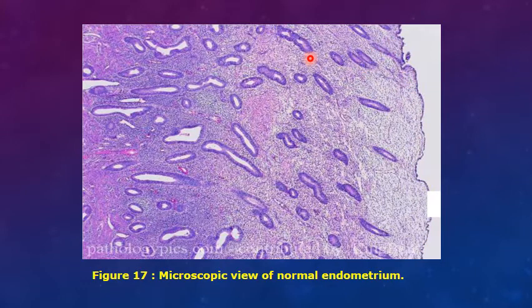This is the endometrial gland. Look at the small, smooth, beautifully arranged endometrial glands. Look at the spacing between the glands. This is the stroma, widened stroma in between the glands. This is a beautiful endometrium of the normal female.